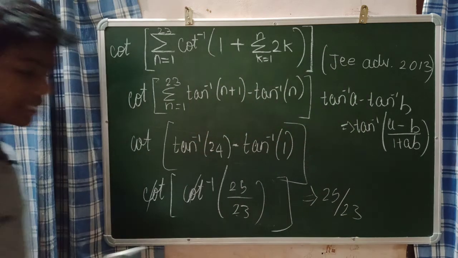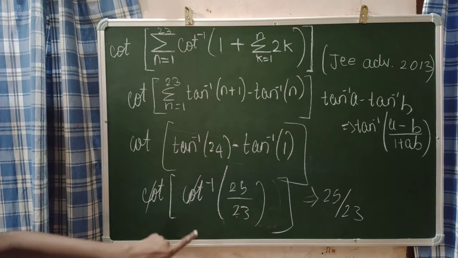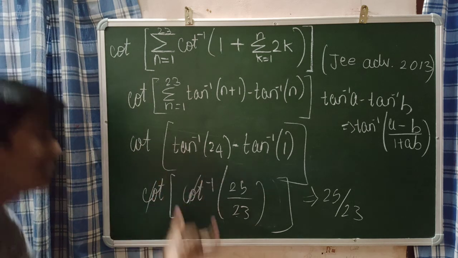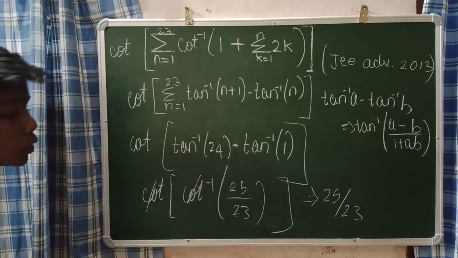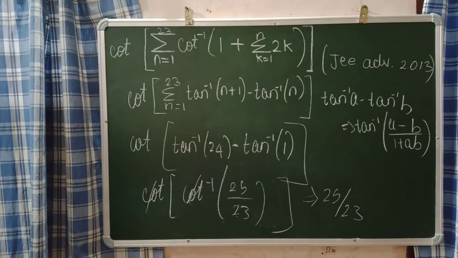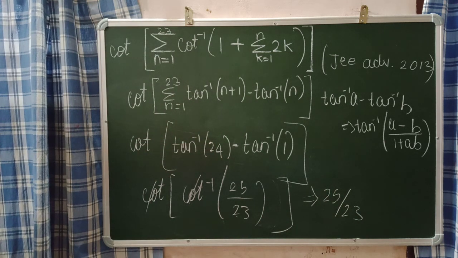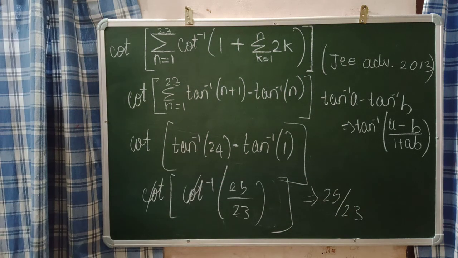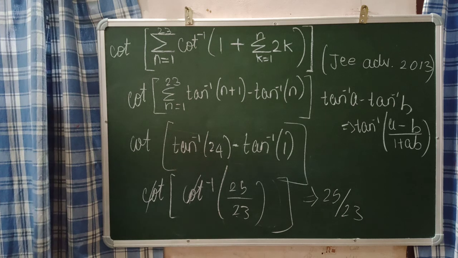So very good question, guys. We just converted the tan inverse in terms of cot inverse so that this cot and this cot inverse get cancelled. So the inside value will be the final answer. So 25 by 23 is the final answer for this question. The very important part is this formula: tan inverse of A minus tan inverse of B is tan inverse of (A minus B) divided by (1 plus AB).